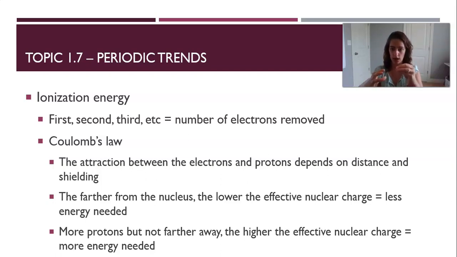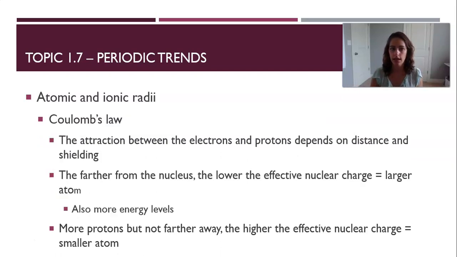gaining protons, obviously, as you move down the periodic table, but each row you're adding an energy level. So you're increasing the shielding of those electrons on the inside. Therefore, you're decreasing the effective nuclear charge, and you need less energy to be able to remove those electrons.